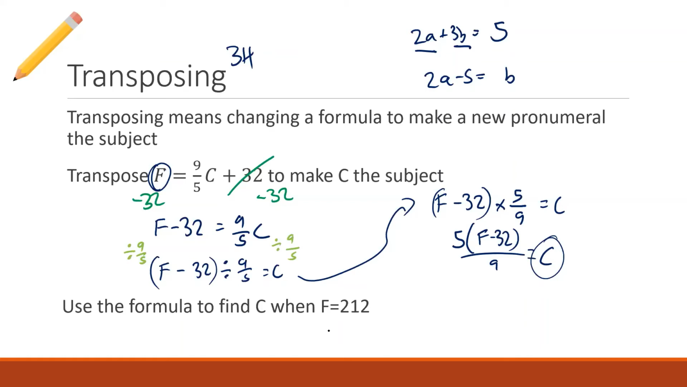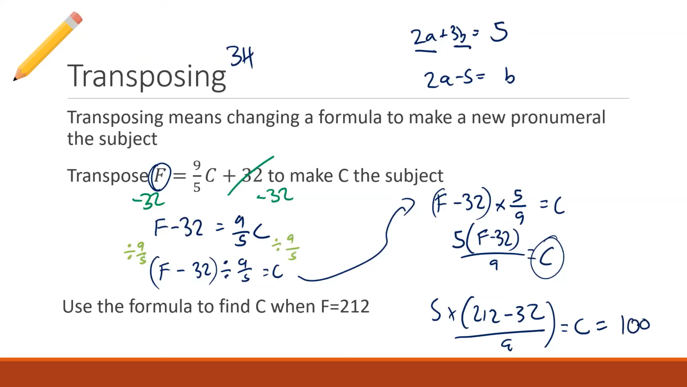Use this formula, by the way, at the end, to find C when F is 212. Well, now we have a formula for that. 5 times 212 minus 32, divided by 9, equals C. That actually comes out to be, I'm going to use my calculator really quick. 212 minus 32 gives me 180. 180 times 5 gives me 900. Divided by 9 gives you 100 degrees.